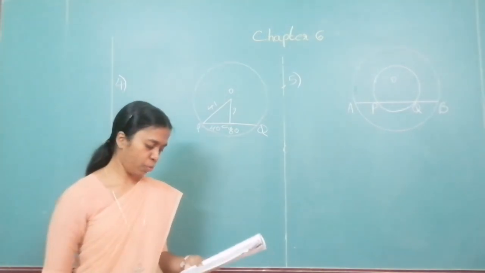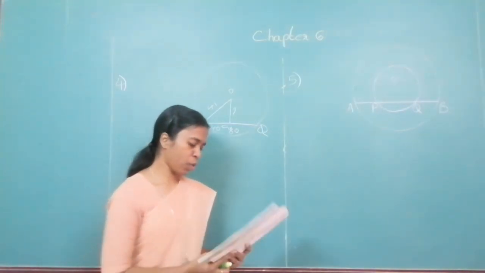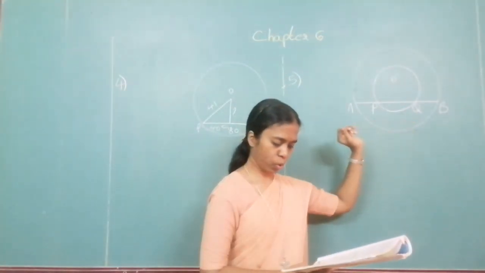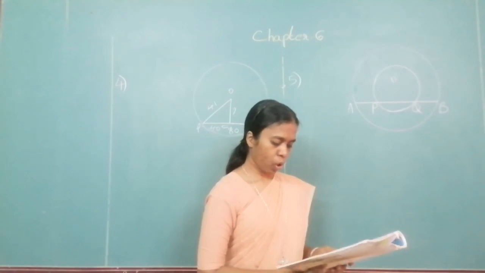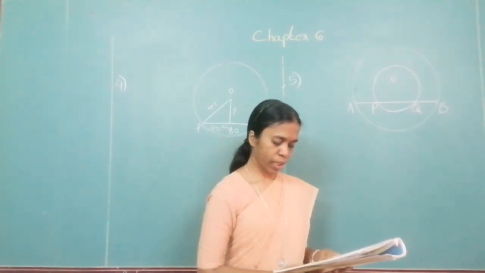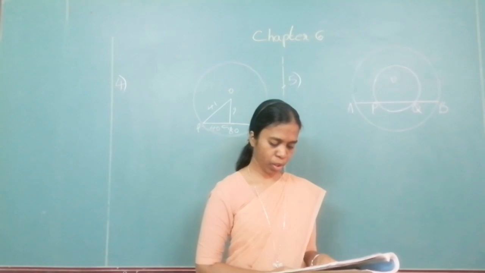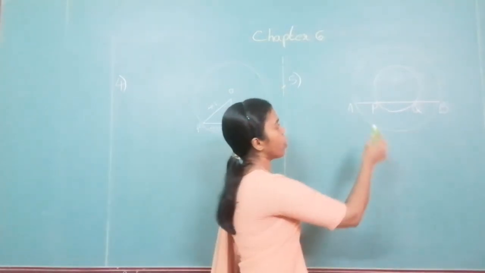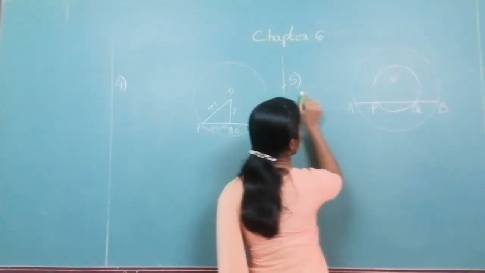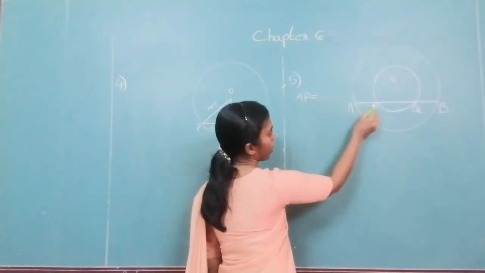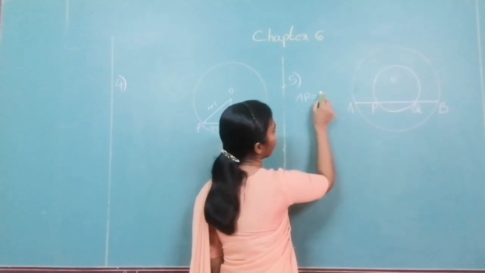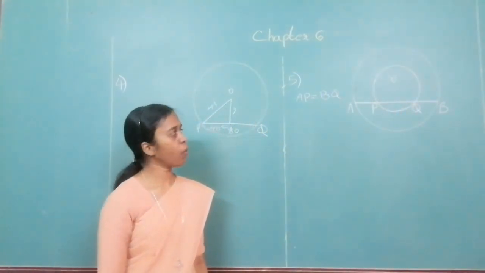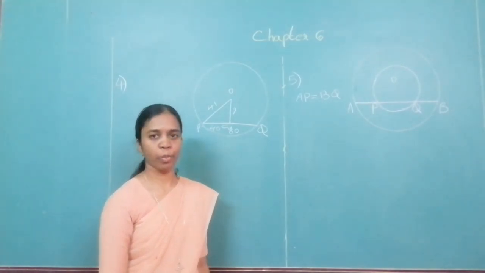Question number 5. We are given two circles over there with center O. Both the circles have center O. The chord AB of bigger circle intersects the smaller circle in points P and Q. Show that AP is equal to BQ. What you have to show here is AP is equal to, this part is equal to BQ. This is what you have to show.